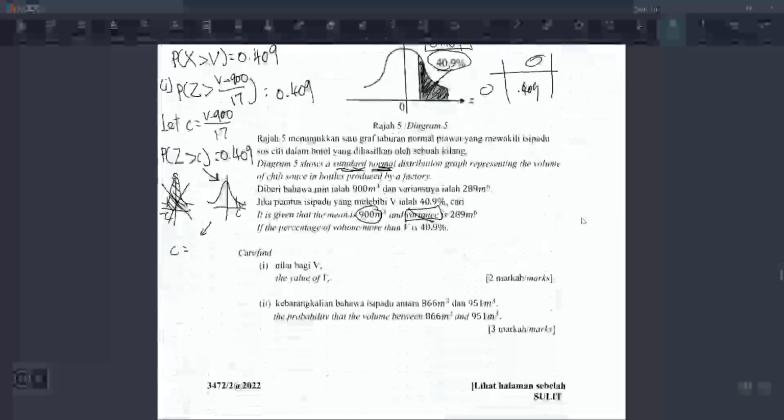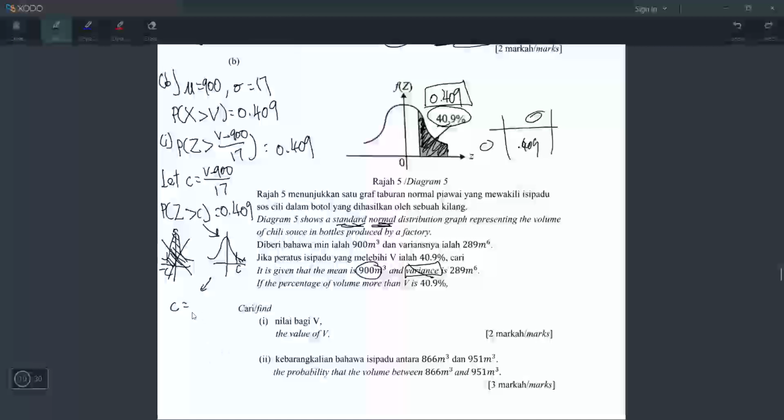Okay, let's scroll up. Okay, positive or negative? Positive. Why positive? Because just now I tried already, I know my C is positive already. But if one day the C is negative, you have to write the negative. Sometimes students forget to write the negative one. So be careful. Okay, so now we can continue to find V.